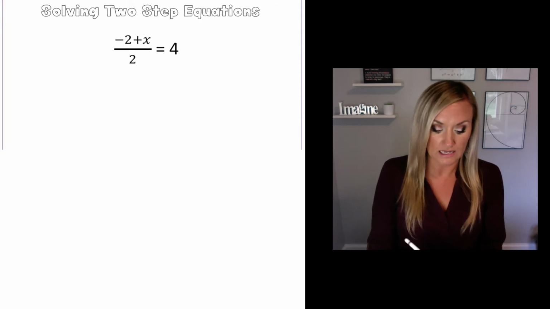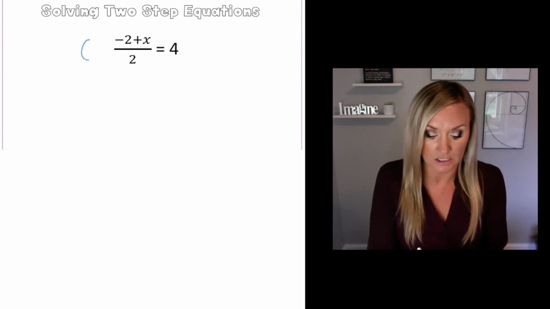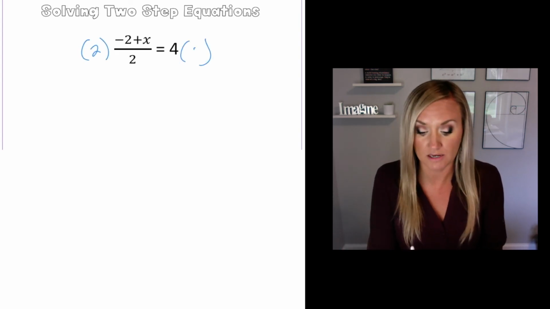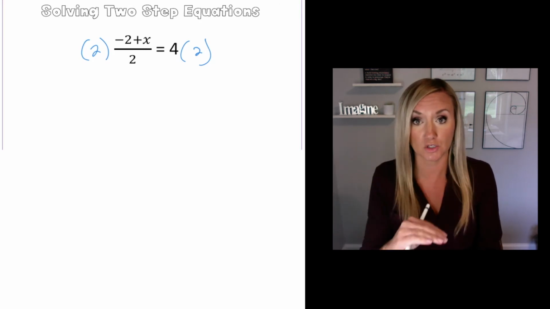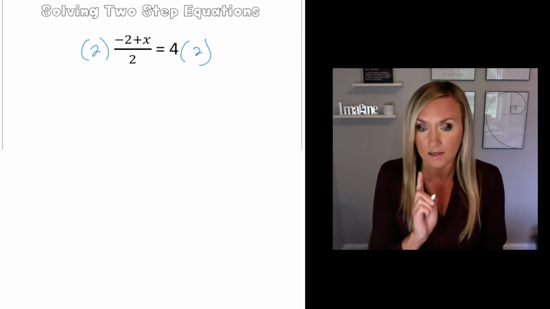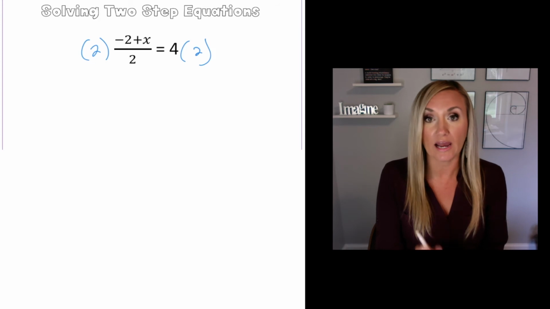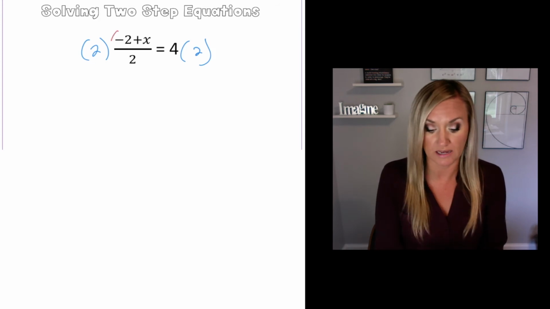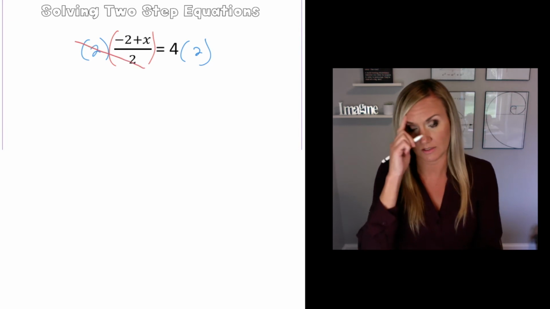So we need to multiply each side by 2. Why multiply each side by 2? Because that 2 is dividing, right? It's dividing by 2. And the opposite or inverse of dividing is multiplying. Now, what happens next is that you're multiplying this guy right here by a 2, and it's dividing by a 2, and they will cancel.